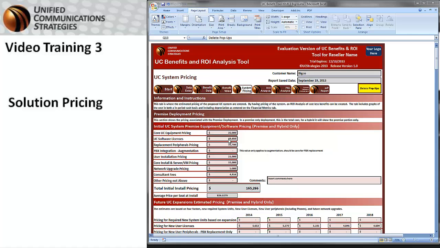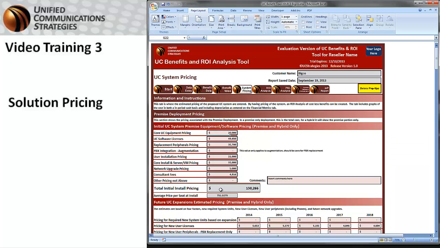So this is the deployment price. Now remember, we only had 200 users. And so the assumption here is that this 200 user core is a fairly expensive core set of prices, but these are the core UC pricing, the licenses, the replacement peripherals pricing, and you can either leave these as estimated by the tool, or you can replace them. Let's say there's a special, this can be done for $20,000 instead. You can just enter $20,000 there as the number.